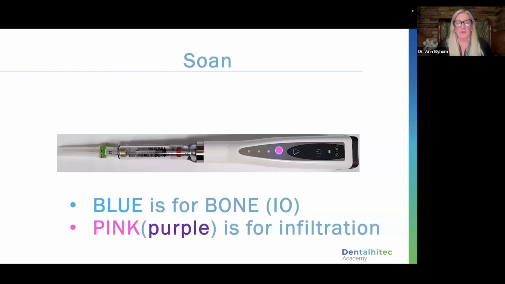Pink or purple, whatever you see when you look at the device. Some people say it looks purple. This is actually if you're going to use the device for an infiltration. Think about if you've got an over-retained D that you need to get out of there. You don't need to be worrying about giving an intraosseous injection. Just use it for infiltration, numb all the tissue around it, and just pick it out with an elevator or whatever, lift it out with a forceps, whatever you feel like you need to do.